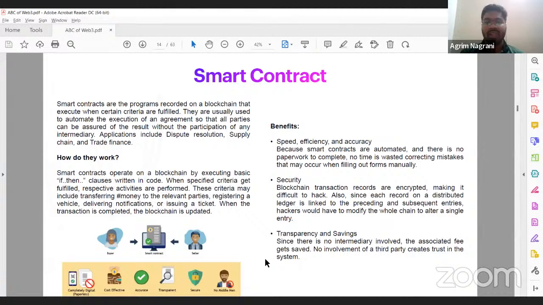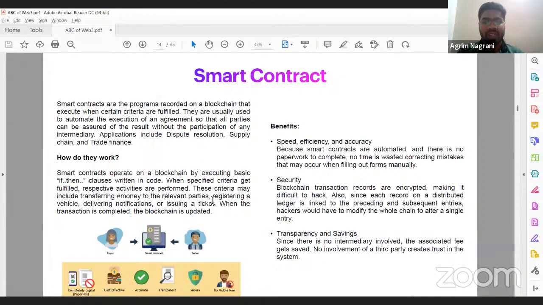So how do these smart contracts work? Smart contracts operate on a blockchain by executing simple code commands, like if-then and while loops present in the code, which a coding student must be aware of. The code is written in various languages such as JavaScript, Solidity, and Vyper. These are the languages used on the blockchain to write smart contracts.